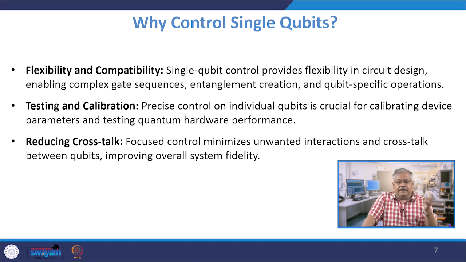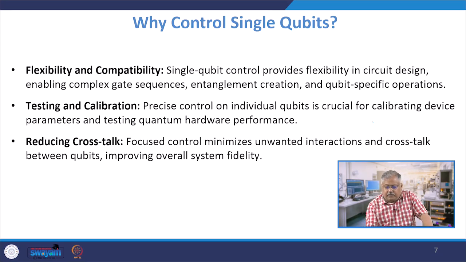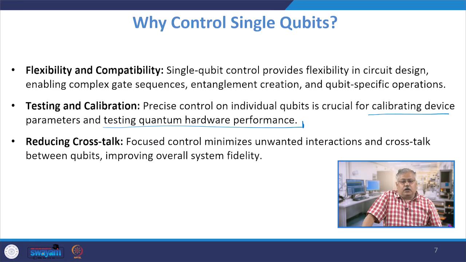If you look at testing and calibration, precise control of individual qubits is important, and this is crucial for calibrating the devices and testing quantum hardware performance. So, testing and calibration is an important part. The second last point is that with focused control, unwanted interactions and crosstalk between qubits will be minimized, and therefore the overall system accuracy and fidelity will be improved to a larger extent.